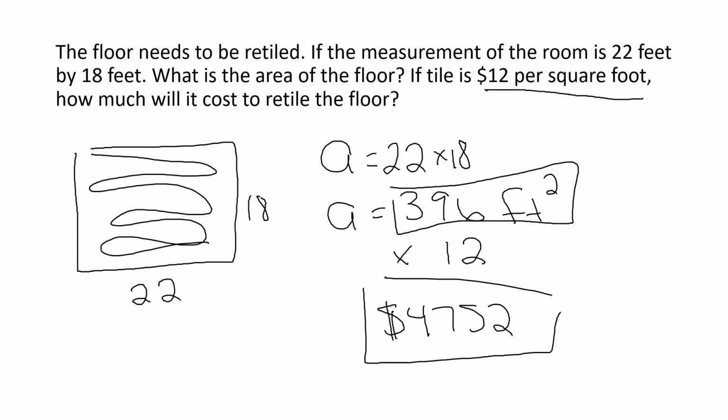Just remember, area of a square or rectangle is base times height. Area of a triangle is base times height divided by 2. If you have to work backwards, I would start by filling in my equation and just solving it backwards.